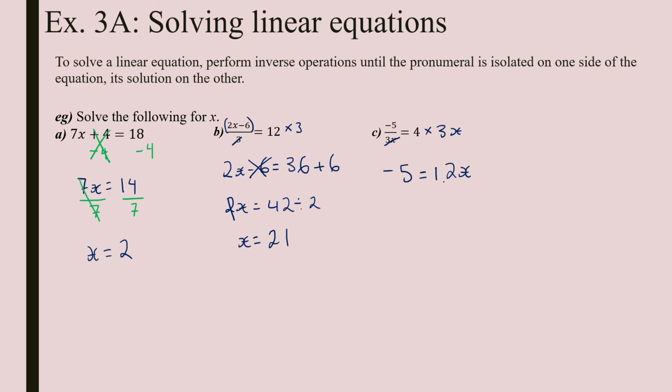Okay, and then finally, of course, we need to divide both sides by 12, leaving us with x equals negative 5/12. Now, I'm going to leave this as a fraction for the moment, just because it's more accurate and it's easy to get to, but of course, you're welcome to convert that to a decimal. We don't have rounding instructions in this question, but if it's a terminating decimal, we can do that as well.